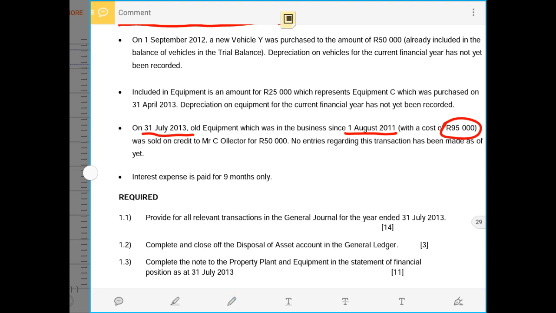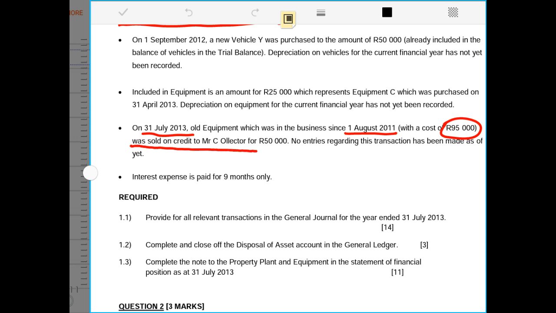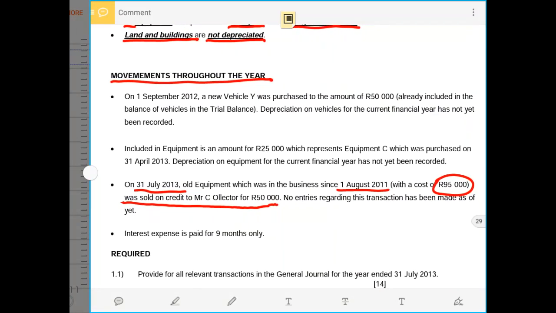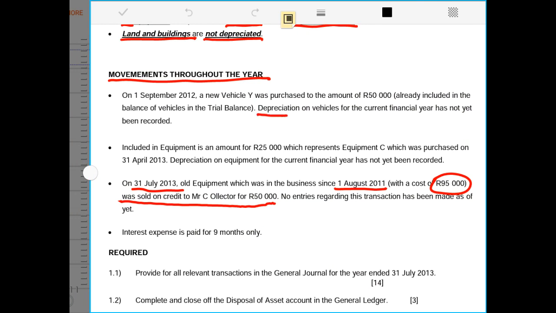It further continues by saying that it was sold on credit to Mr. C. Olecta for an amount of 50,000 rands. And they further say no entries regarding this transaction have been made as yet. So now depreciation was not yet taken into account. And if you see the consistency in all these three transactions, it said here depreciation on vehicles for the current financial year has not yet been recorded. So now we need to account for depreciation for the current year here.